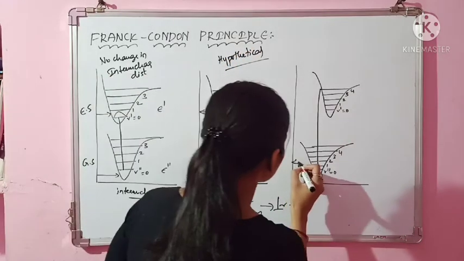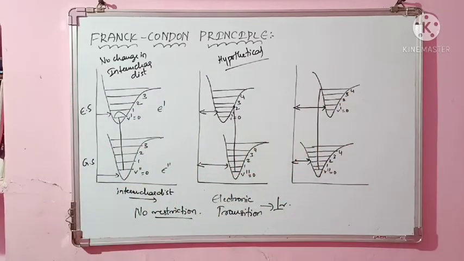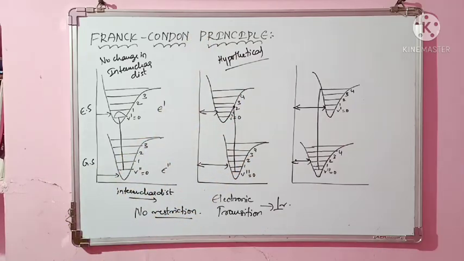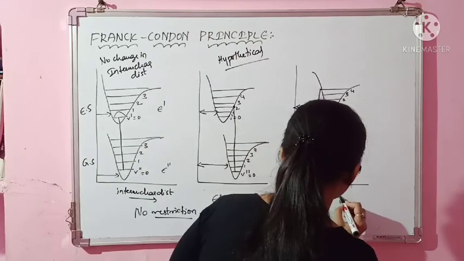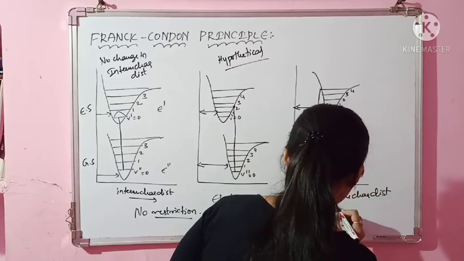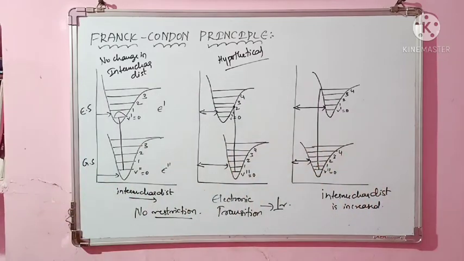See here. This is the earlier internuclear distance in the ground state. As the electronic transition is taking place, your internuclear distance is increased. Here the case is that internuclear distance has been increased. You can observe, the distance is increased. So this case is possible, right? Because we have just now studied.